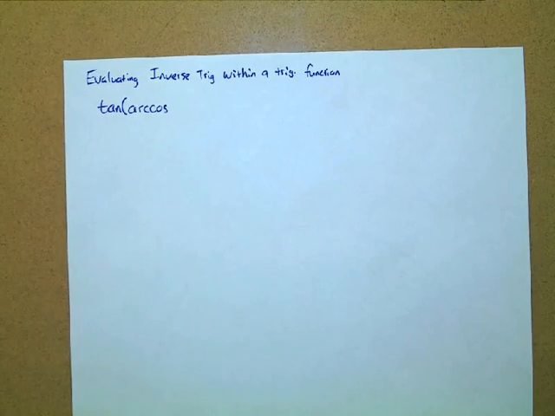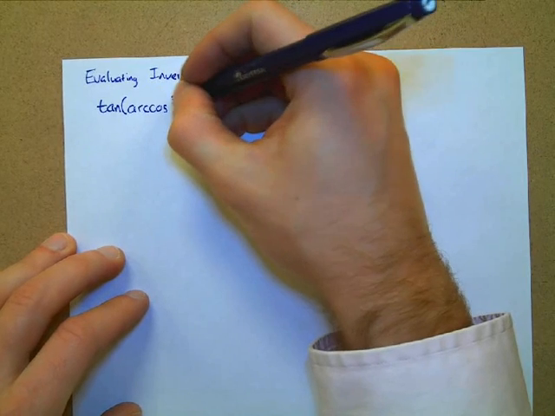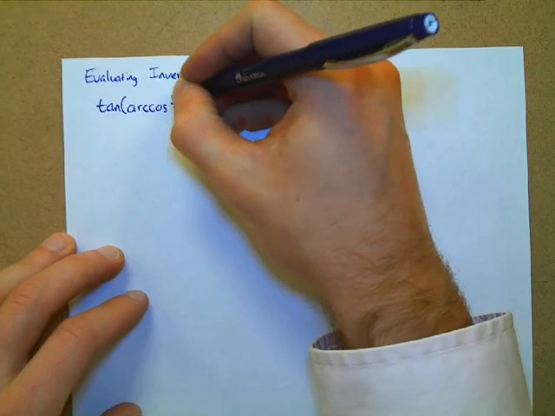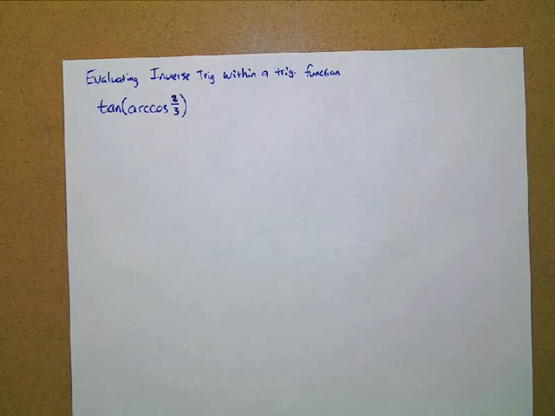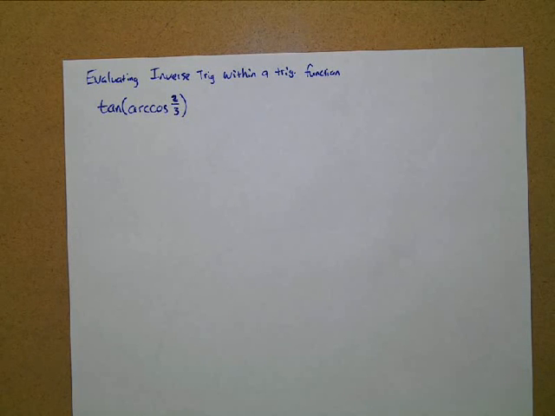So anyway, tangent of arc cosine of 2/3. How do we evaluate that? If this was tangent of the arc tangent, no problem. Tangent and arc tangent cancel, it would be 2/3. But tangent of arc cosine, how are we even supposed to tackle this?